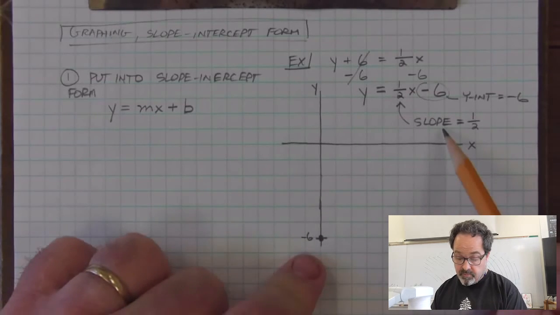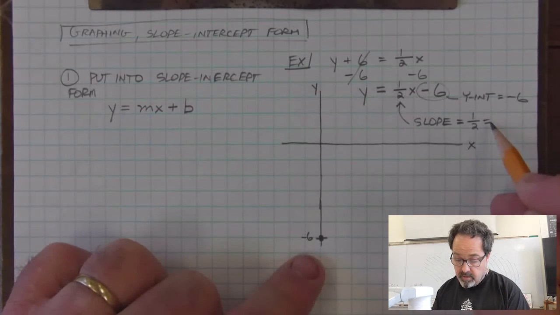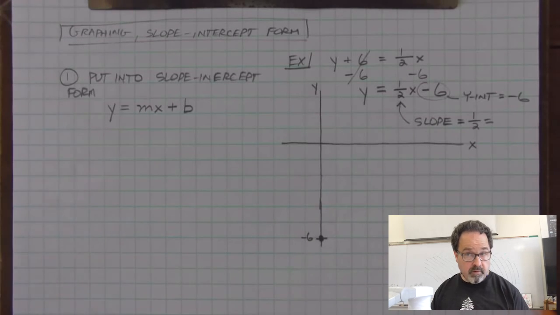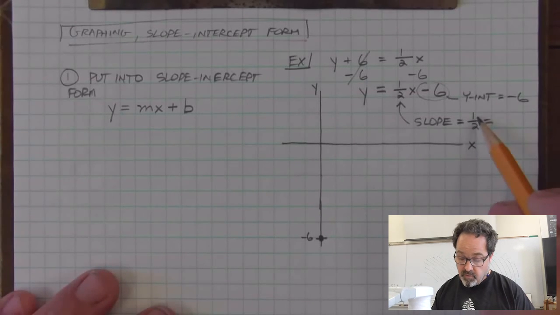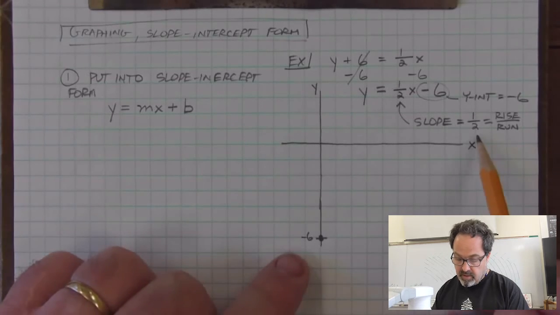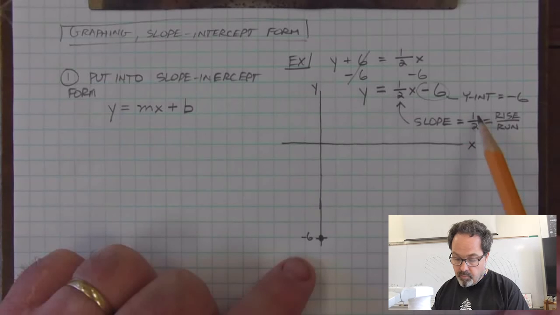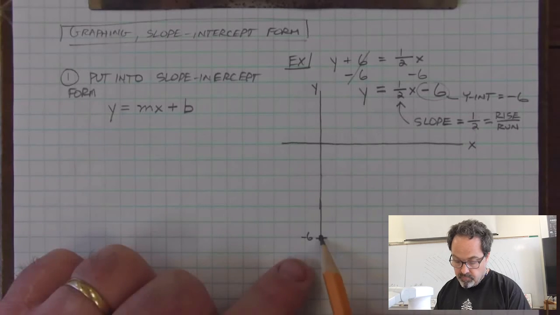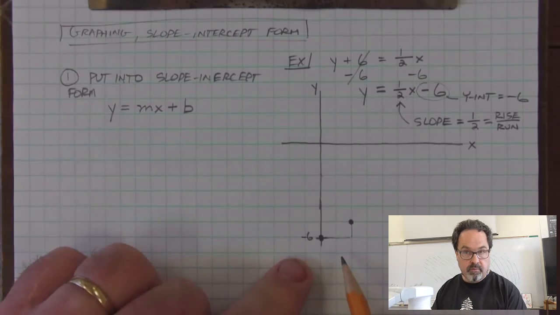I can use the concept of the slope. I'm reminded that slope is rise divided by run. Rise is the vertical change, run is the horizontal change. So with this slope of 1/2, I have a rise of 1 and a run of 2. That means that for every 2 I go over, I go up 1. A run of 2, a rise of 1, from one point to the other.